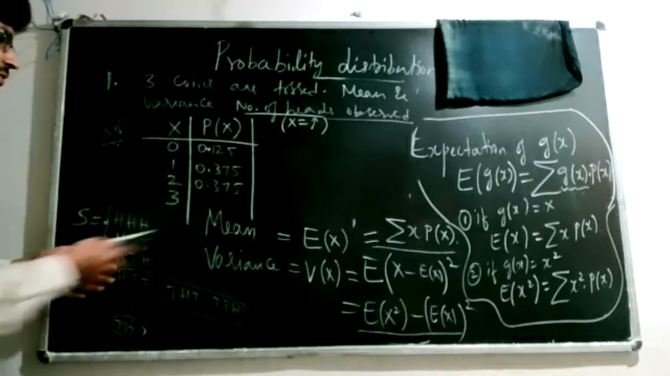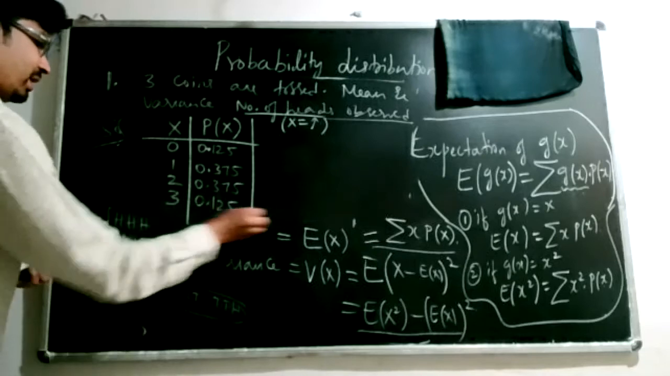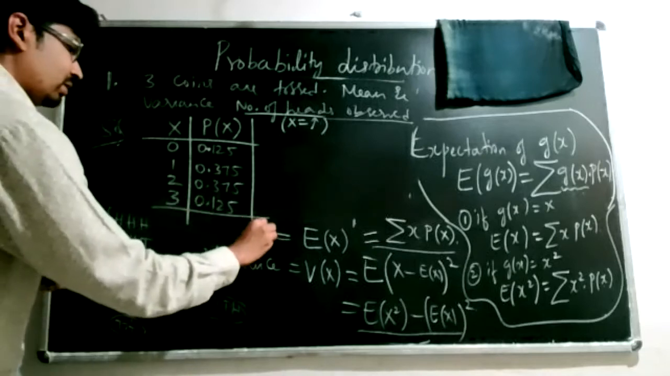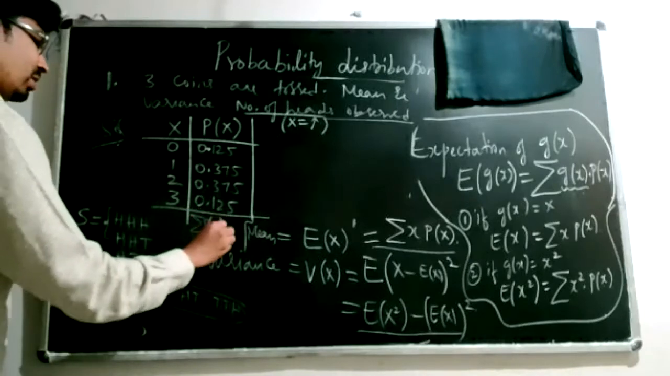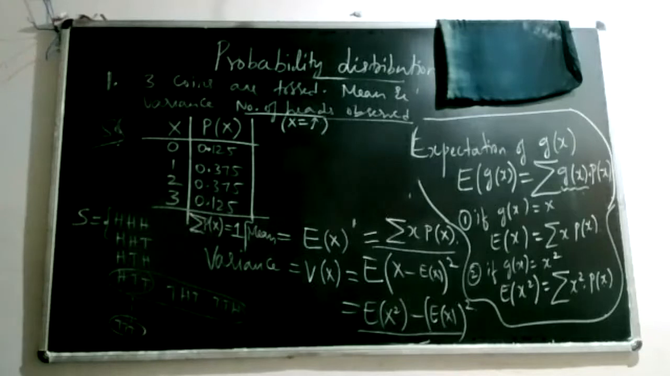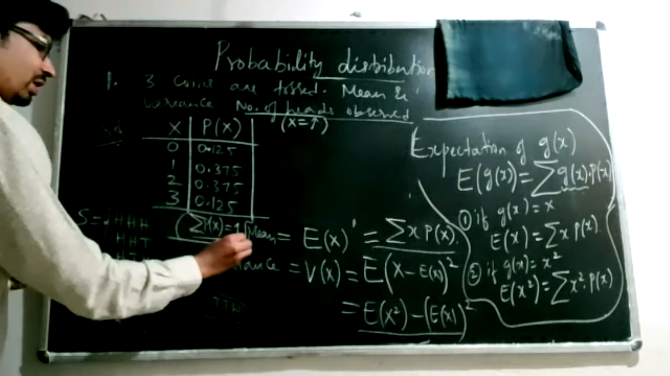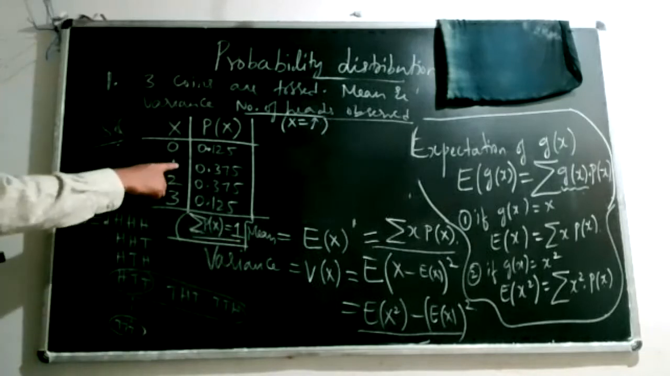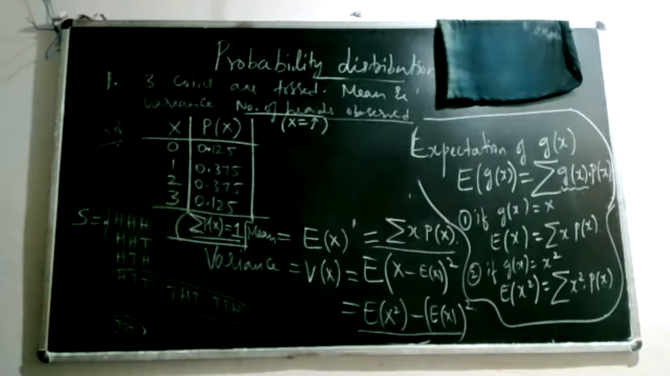Similarly, x is equal to 2 takes the probability 0.375 and your x is equal to 3 also takes the probability 0.125. And to check whether you have computed the probabilities for any distribution, look into the total probability across all the values of your random variable. Total probability should come to 1.